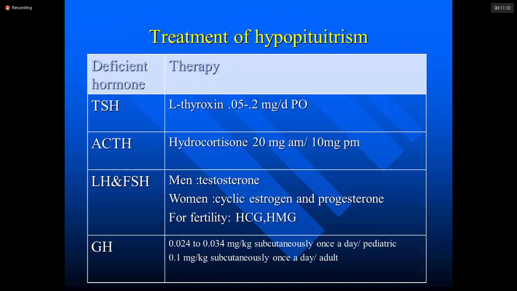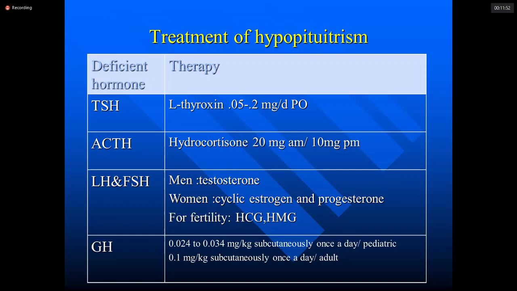And the therapy will be by giving the hormone that is missing. In the TSH case, we give thyroxine, and if it was the ACTH, we give hydrocortisone. If it was the LH and FSH, we give the gonadal hormones, testosterone in men, and in women, we give cyclical estrogen and progesterone. And this is in case they were not seeking pregnancy, but if fertility is the reason, we need to give the hormones that resemble the actions of FSH and LH, like HCG and HMG.